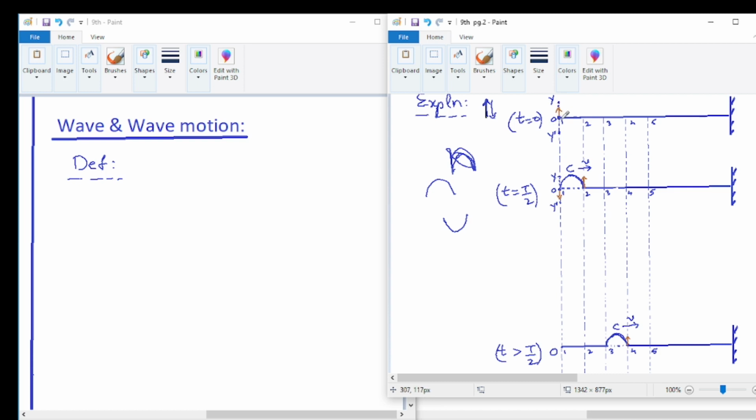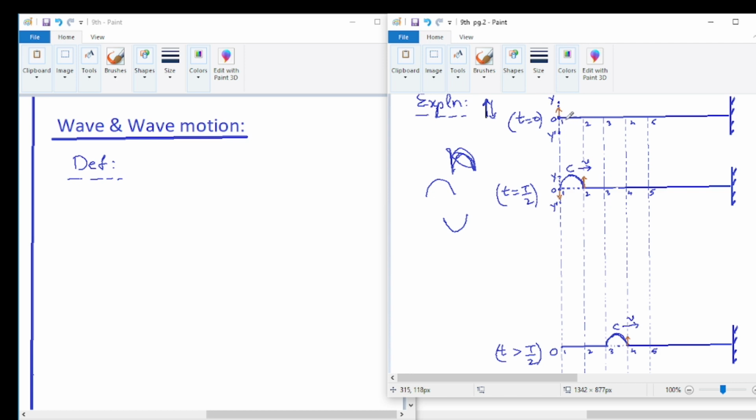So that will force the next particle, its neighboring particle, to vibrate. The next particle will again force the next particle to vibrate. One forces 2 dash to vibrate, 2 dash forces 3 dash to vibrate, 3 dash forces 4 dash to vibrate. So this way, one after the other, without any loss of kinetic energy or loss of energy.